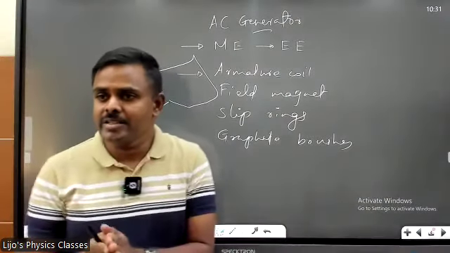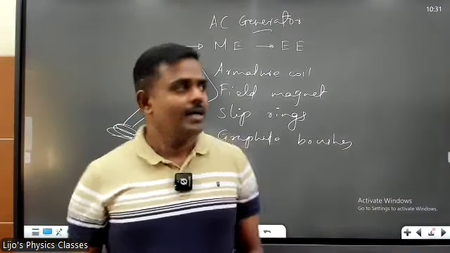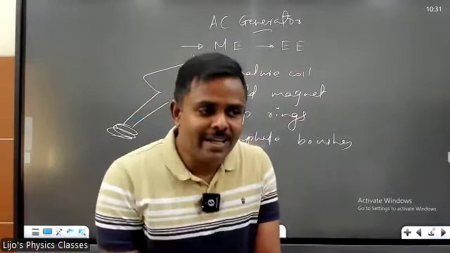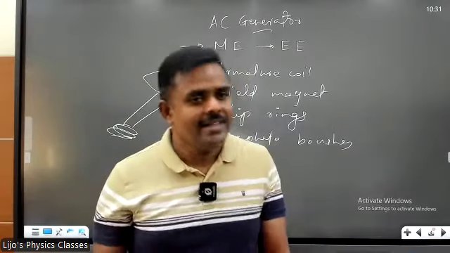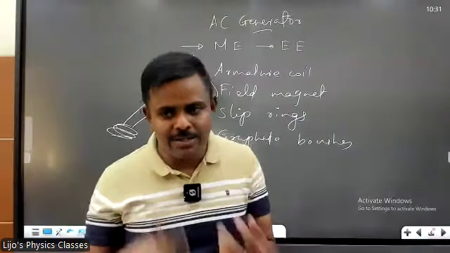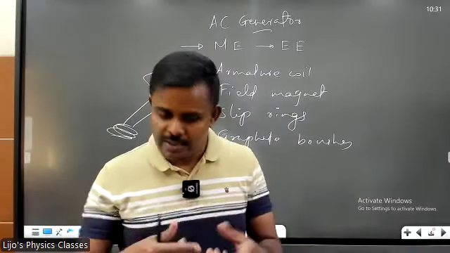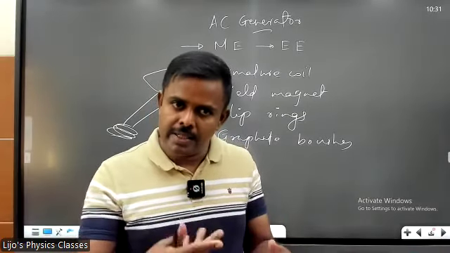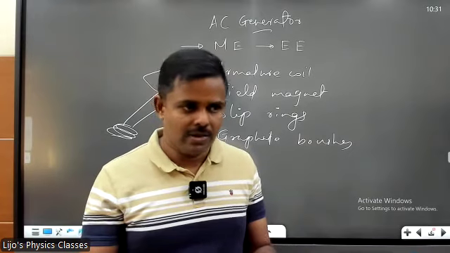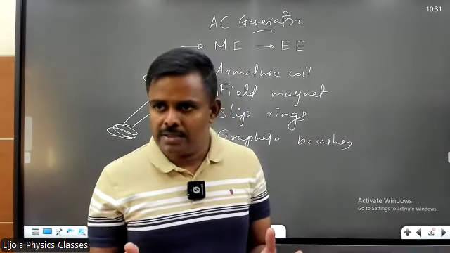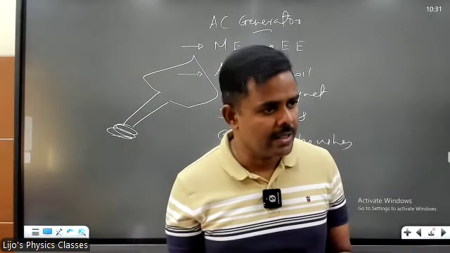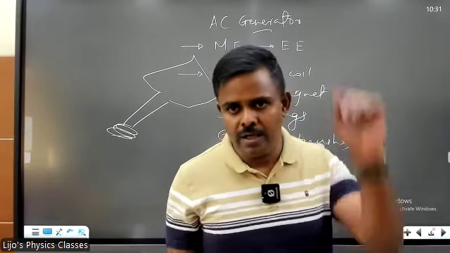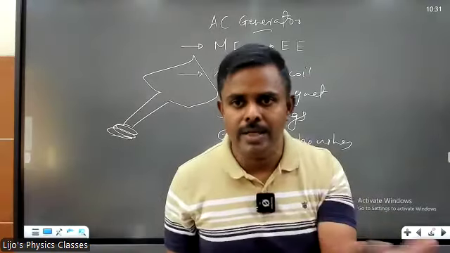So in an AC generator, what happens? Mechanical energy is converted to electrical energy. Water falls on the turbine, that is mechanical energy. Turbine rotates, the shaft rotates, the coil rotates. Either the coil or the magnet rotates, okay? Some countries have the coil rotating, some other countries have the magnet rotating. Got it? At the beginning of the chapter, I had told you either of them can rotate, right?